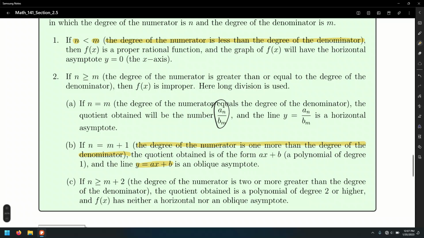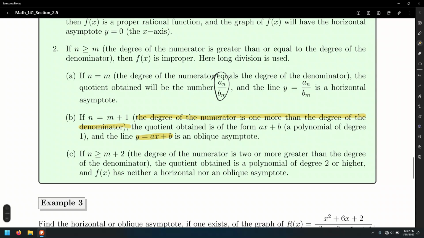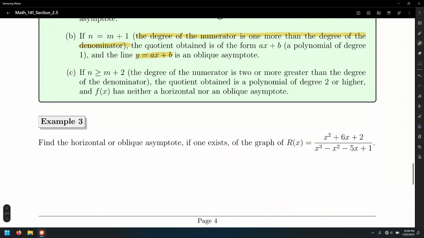And in the last case, when the degree of the numerator is 2 or more than the degree in the denominator, it's neither oblique nor horizontal. In fact, we would have to do the polynomial long division, and we will obtain a polynomial, and that polynomial will be our asymptote. It's kind of weird to have parabolic asymptotes, cubic asymptotes. Yes, that's a thing actually, but that's how it works. So let's have a look at some examples.